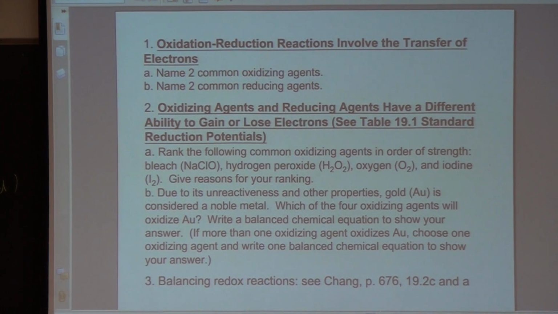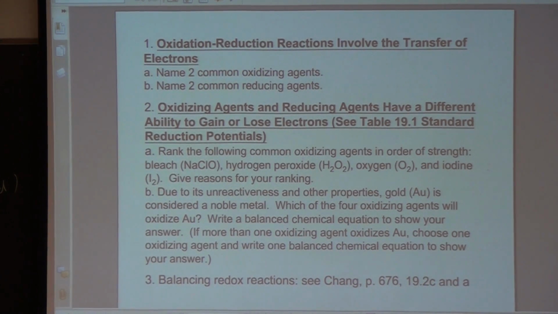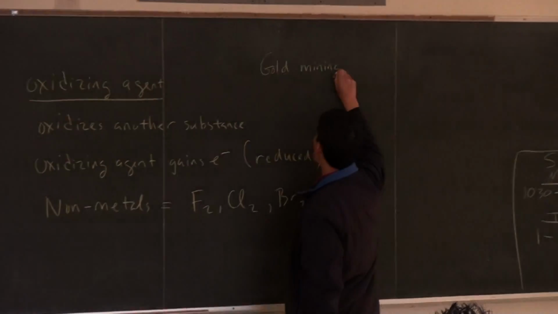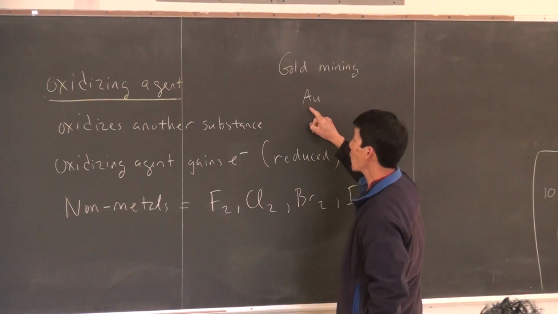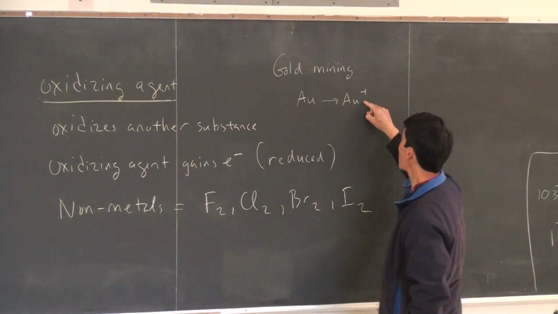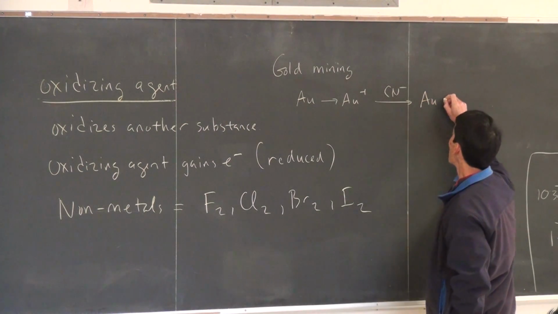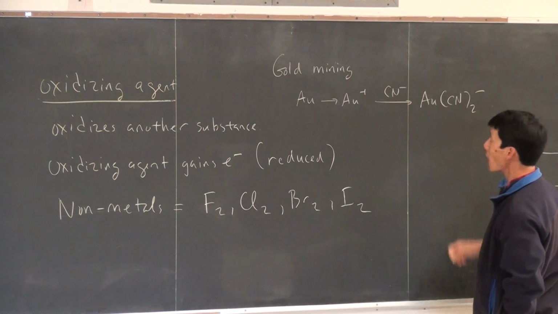Now, actually, you can see with cyanide, yeah, in gold mining, there's 2 things. First, gold exists on Earth as gold metal. The first thing you have to do is oxidize it to gold ion. Then once you get the gold ion, you can add cyanide to form this complex ion. I think it's this one. I think this is the complex ion that forms.